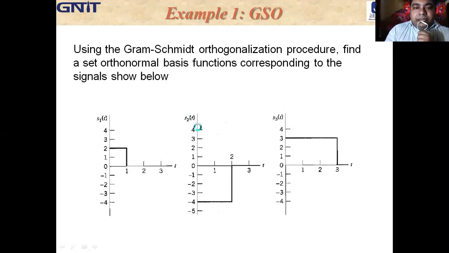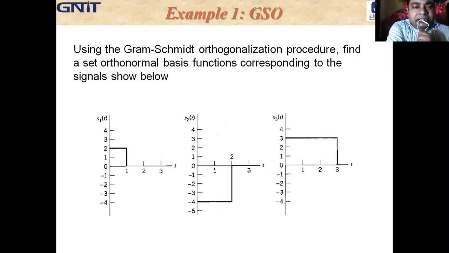And s2(t) has an amplitude of minus 4 and time period 0 to 2. Similarly, s3(t) has a positive amplitude of 3 units, and the time period is again 3 units.